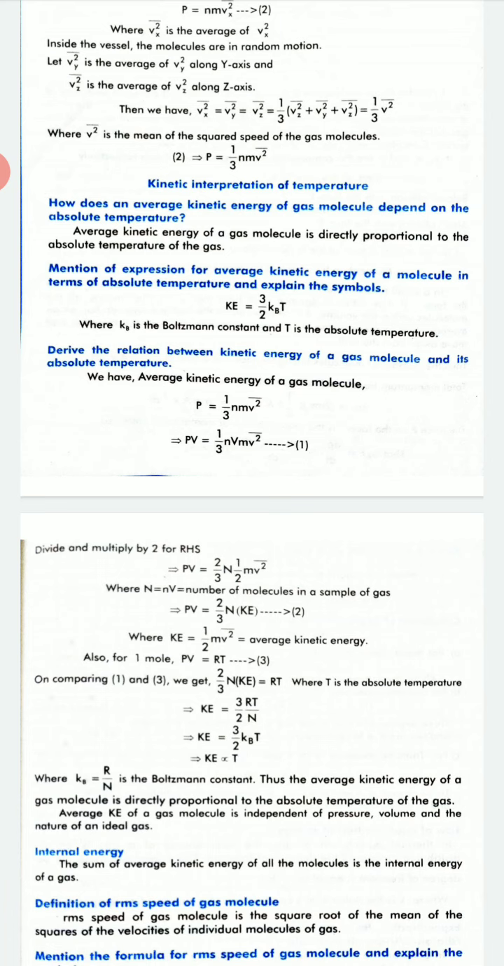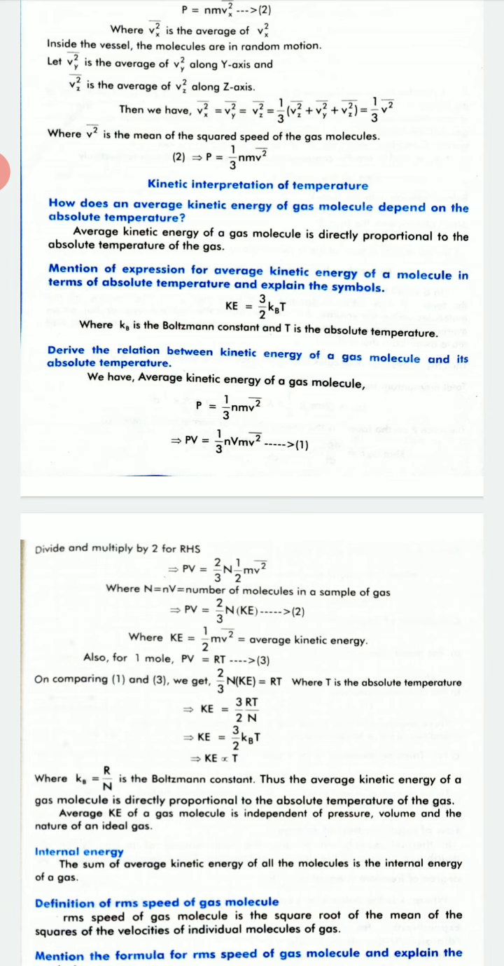What is the kinetic energy equation? KE is equal to half mv square. And where capital N is what? The small n into V. That is the number of molecules in a sample of gas. Therefore, PV is equal to 2 by 3 N KE. Suppose that is equation number 2.